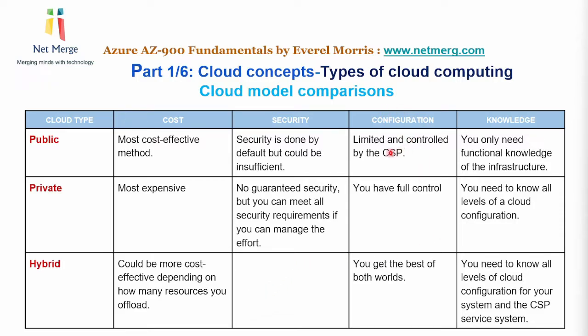Now, configuration. You have limited configuration because the cloud service provider controls most of the configuration in the public cloud. In the private cloud, you have full configuration. Again, with the hybrid cloud, you would need two skill sets, your on-premises skill set, and then you'd have to understand the cloud service provider technology that you're working with. Knowledge base. In the public cloud, you only need to bring your developer skill set or your knowledge of Microsoft Excel to do your macros.